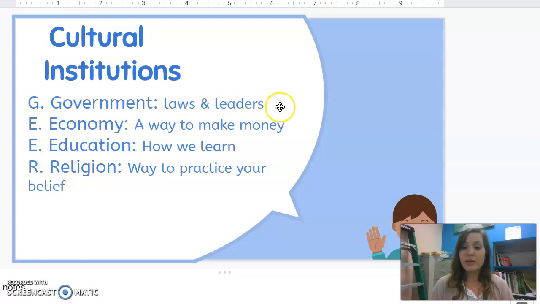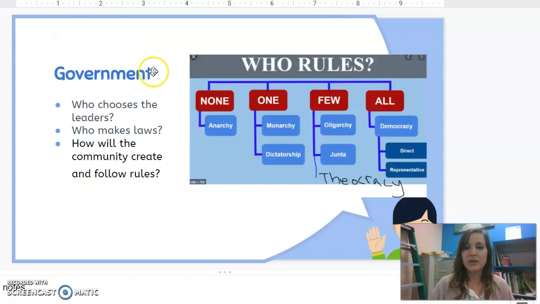So the first one is government, and you've learned about different types of governments, right? So anything to do with laws, leaders, economy, any way to make money, education, how we learn, and religion. So our first one, we've kind of talked about this. Questions to think about as you are brainstorming what your island country is going to look like. On your island country, who's going to choose the leaders? Are you going to have the power with no one, one person, a few people, or all the people? What are you going to choose?